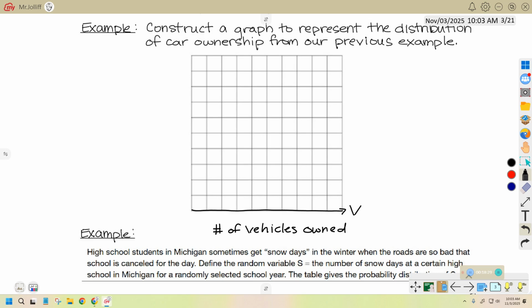And in my table, what were the possible values of v? 1 through 4? 0 through 4? 0 to 4. Okay. So 0, 1, 2, 3, 4.